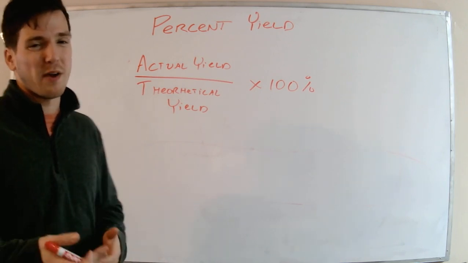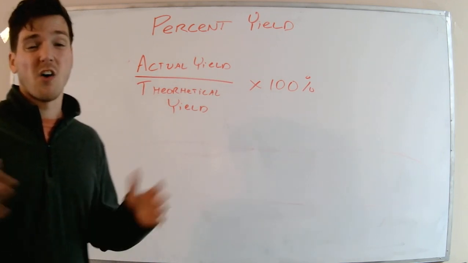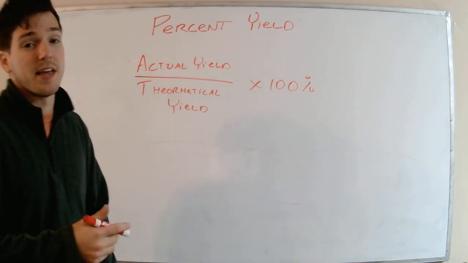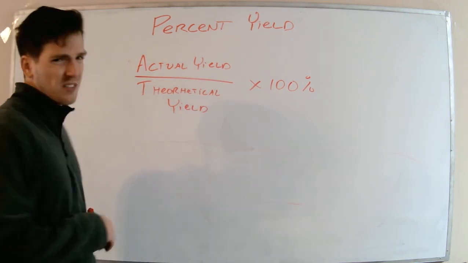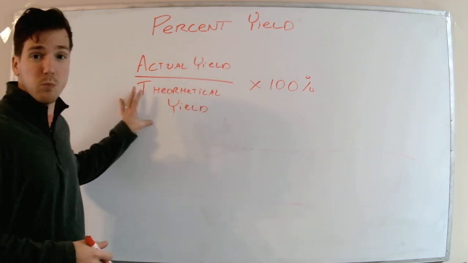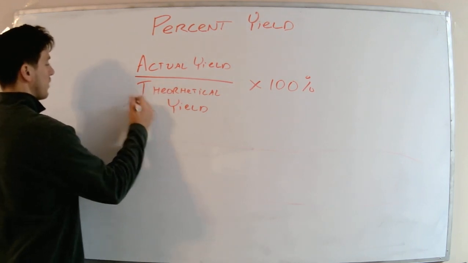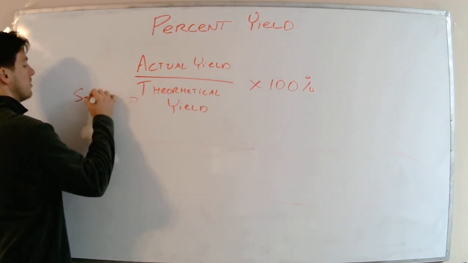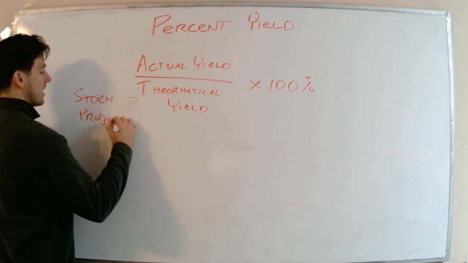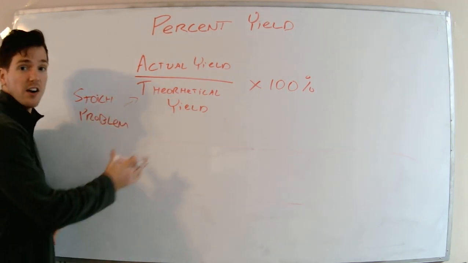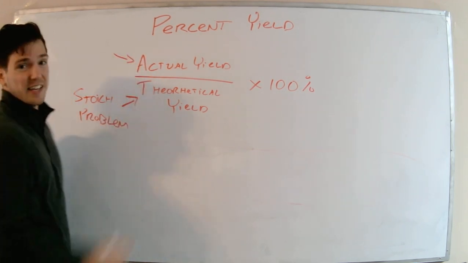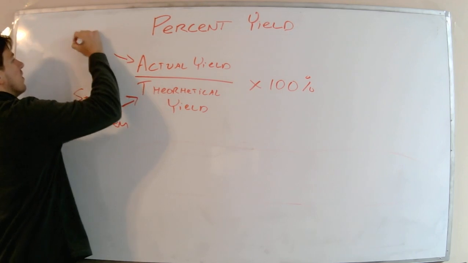The temperature isn't quite right. Those molecules don't ever actually all hit one another. And we actually get something far less than our theoretical yield. Sometimes we get more if there's some impurities in there. So theoretical yield is what we get from our stoichiometry problems. So whenever you do a stoichiometry problem and you solve it and you get an answer at the end, that is our theoretical yield. Actual yield is what we get in real life or in lab, okay?